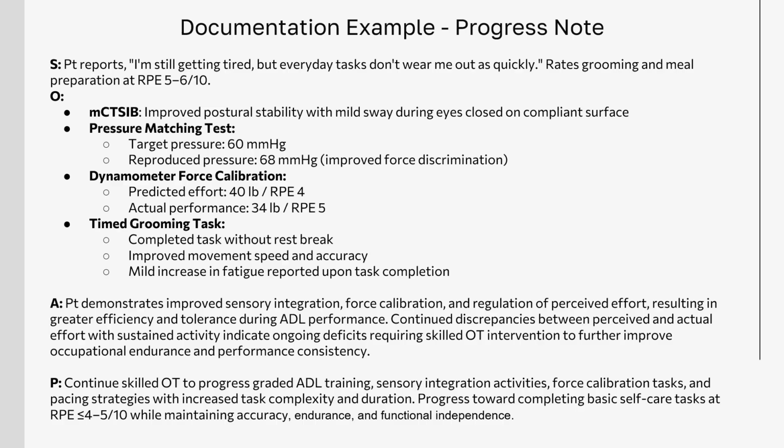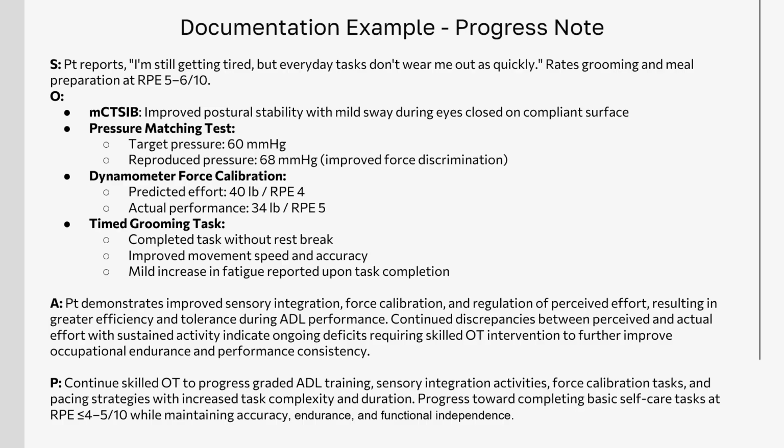Dynamometer force calibration, same thing, predicted effort 40, RPE 4, actual performance 34, RPE 5. Lower number, higher RPE, not as good a change as the pressure matching. Time grooming, completed task without any breaks, improved movement speed and accuracy, mild increase in fatigue reported upon task completion. So essentially this is what we're looking for, those improvements. Just like with any other measure that we have, we're looking for those improvements over time.